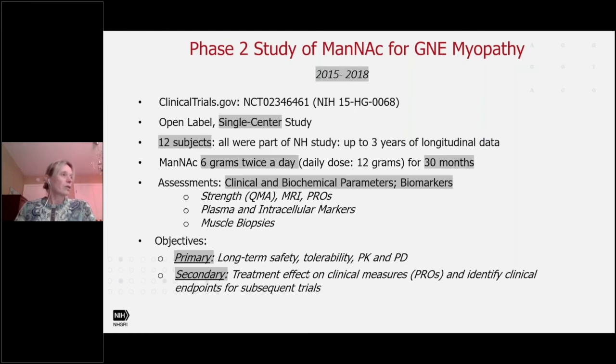And the secondary outcomes were to identify a good PRO, the patient-reported outcome, and other efficient clinical endpoints for subsequent trials. So these endpoints can be used for a ManNAc next trial, but can also potentially be used for other therapies for GNE myopathy. So this is not only an NIH ManNAc study, but these outcomes can be used for a potential, let's say, gene therapy trial for GNE myopathy.